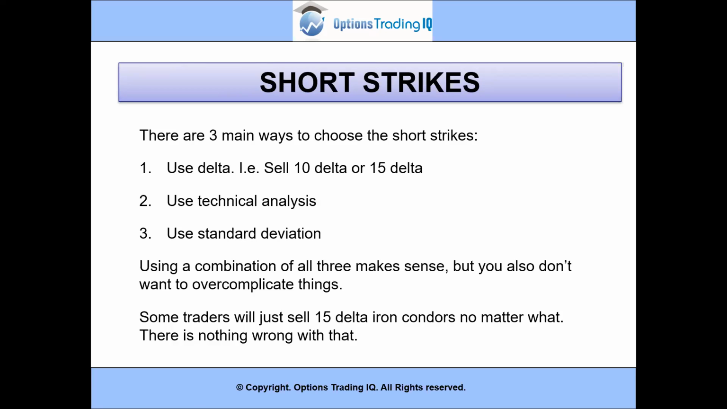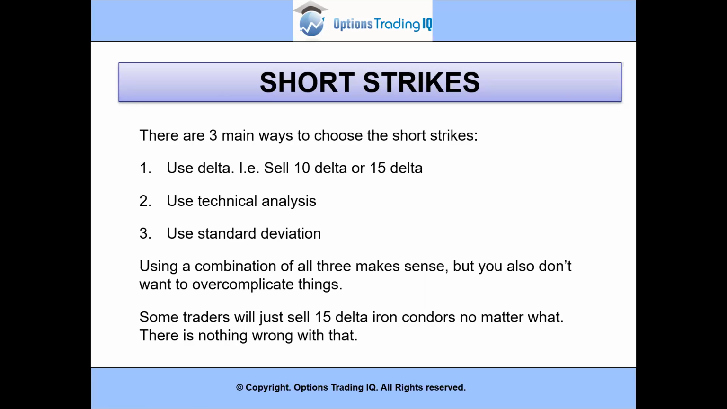Number 2 is we can use technical analysis. So we might be looking at a chart and looking for support and resistance levels or moving averages. And we might want to try and place our short strikes above resistance or below support, or above or below a key moving average that we think the stock might struggle to break through that level.